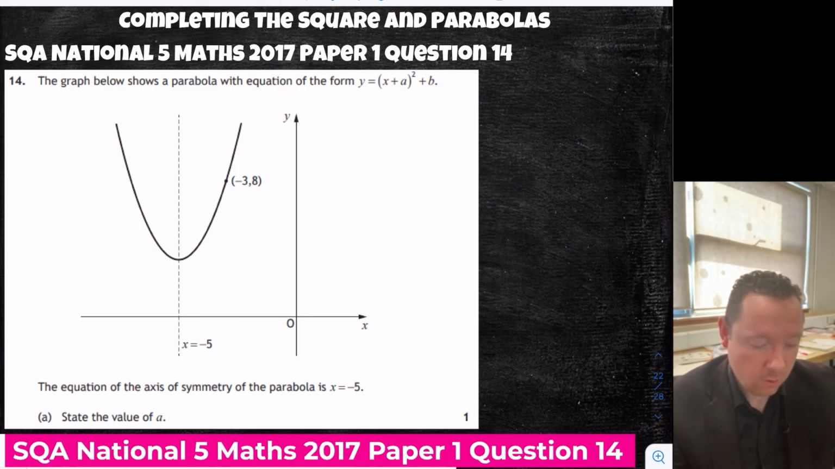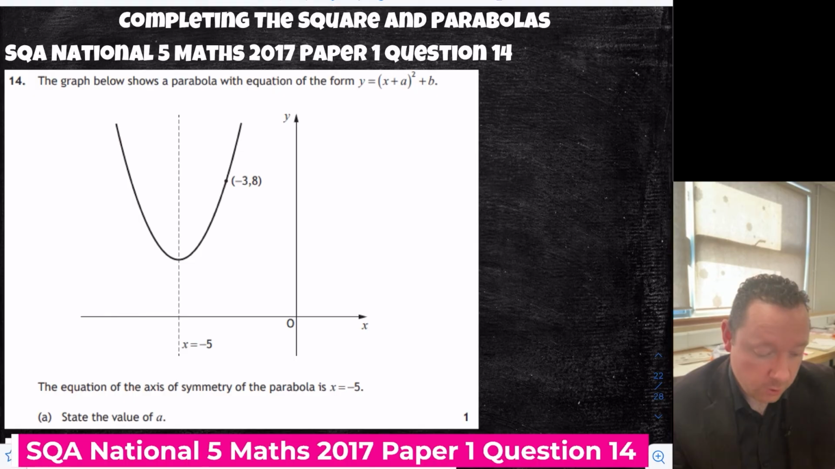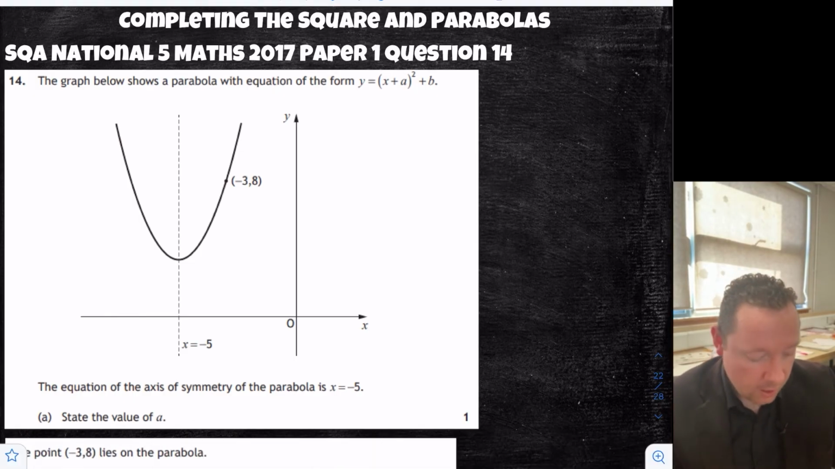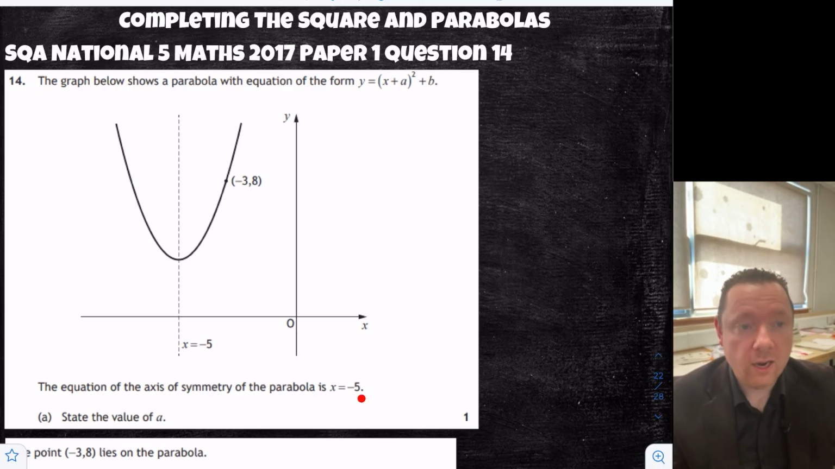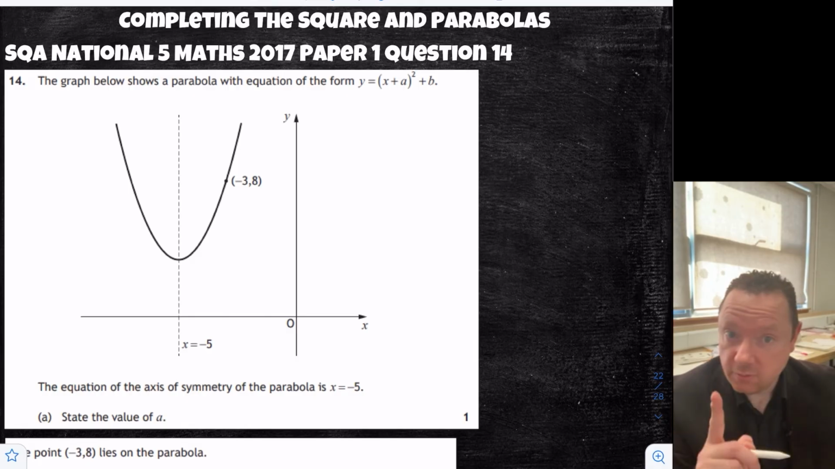Now the square of parabolas, SQA National 5 Maths 2017, paper 1, question 14. The graph shows a parabola with the equation of the form (x plus a) squared plus b. That's called completing the square, remember. The equation of the axis of symmetry of the parabola is x equals minus 5, as shown. State the value of a. So this is testing: do you know that this tells you the turning point? The a is the 5. So all we're asking you to do is write a equals 5, not minus 5.